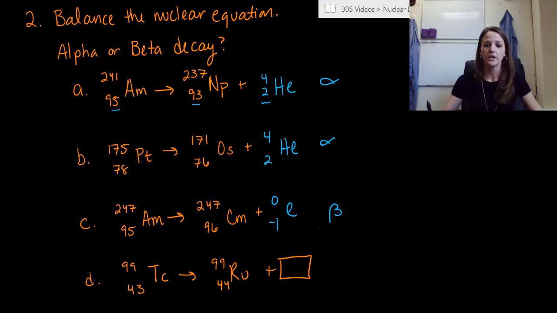All right, we have one more here. Let's look at this last one. So we have a 99 for each side on the top. The only thing our mass number could be is 0. And let's look at the bottom. Again, you should be thinking, this is beta, but let's just check.